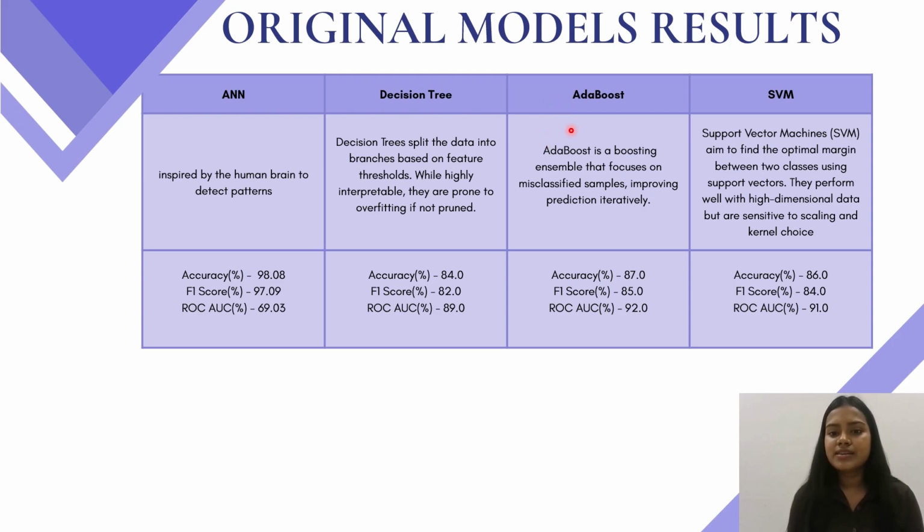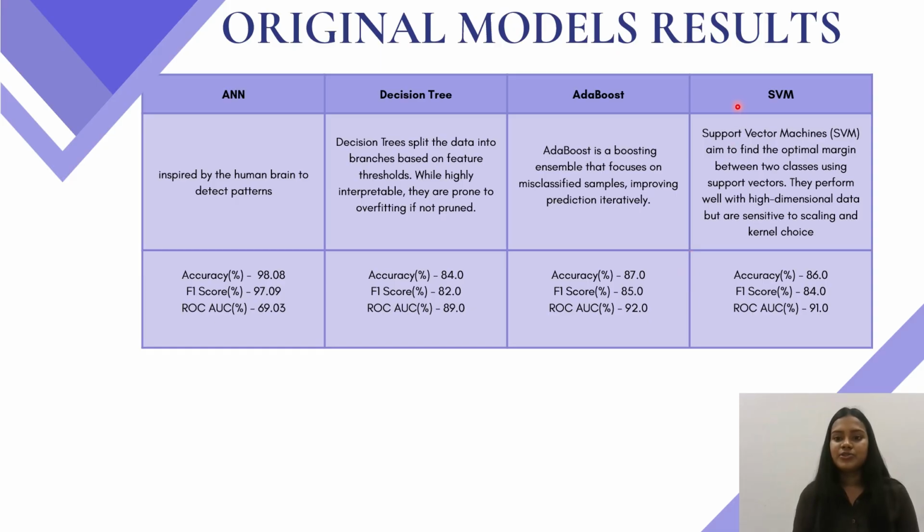AdaBoost is a boosting ensemble that focuses on misclassified samples, improving prediction iteratively. Accuracy of AdaBoost is 87%. F1 score of AdaBoost is 85%. ROC-AUC of AdaBoost is 92%, as I mentioned.